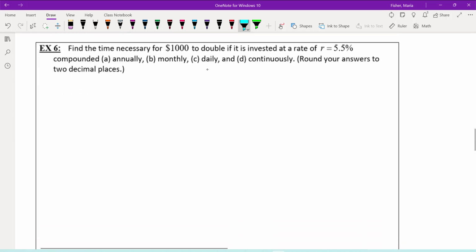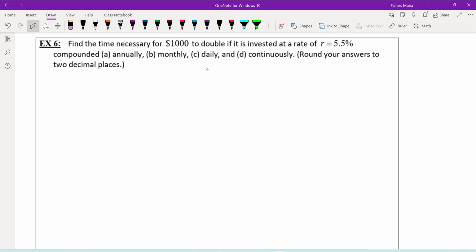Number 6 says to find the time necessary for $1,000 to double if it's invested at a rate of 5.5%, compounded part A annually, part B monthly, C daily, and D continuously.